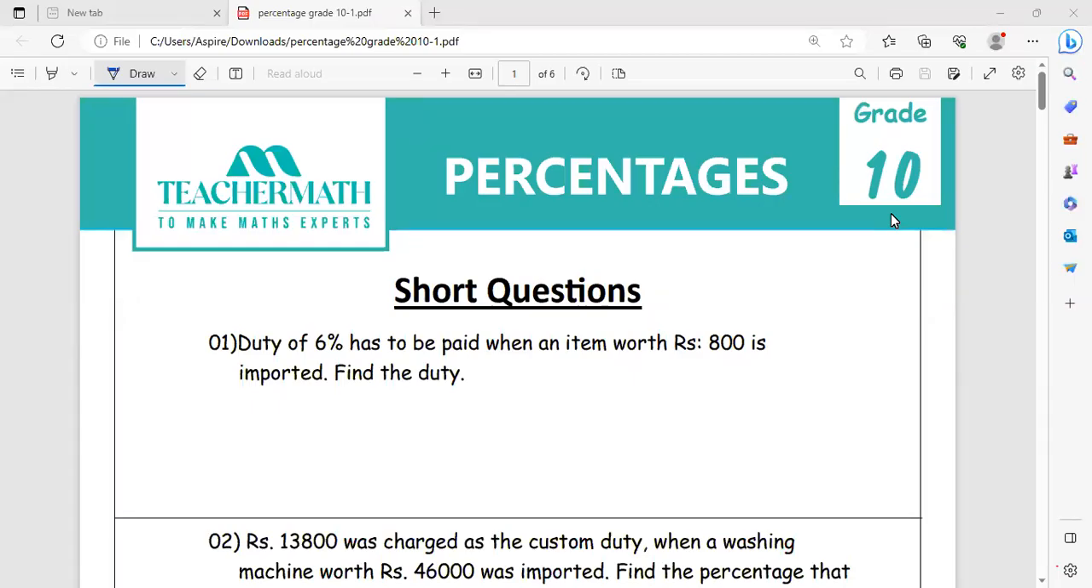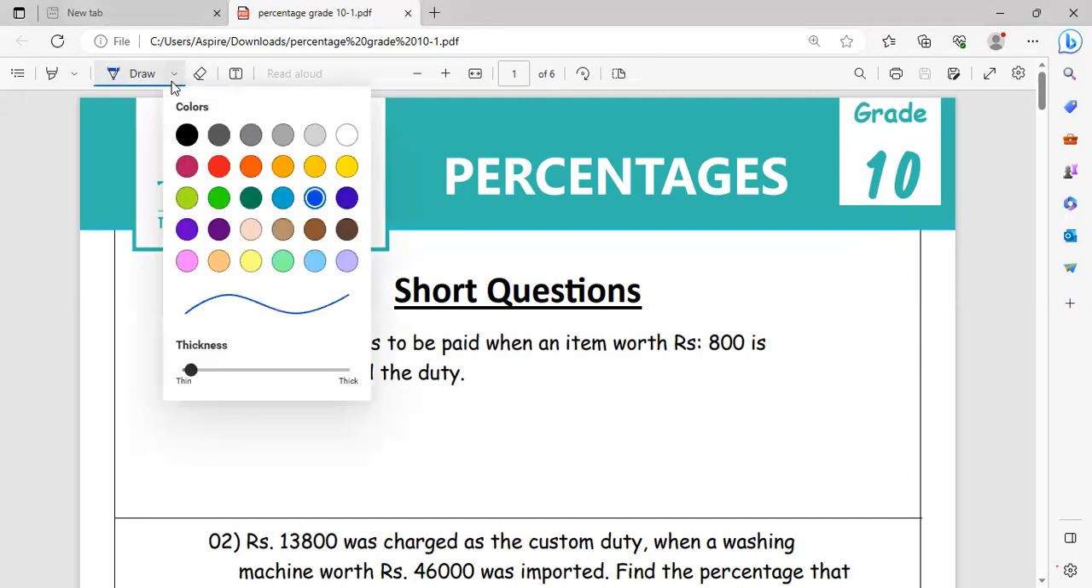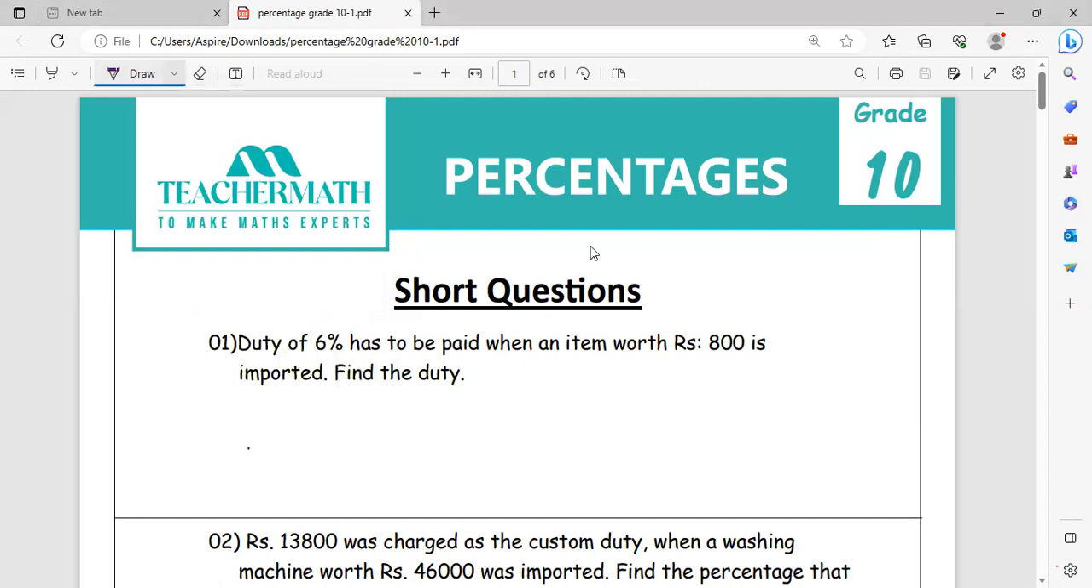The first question is based on custom duty. They have given that a duty of 6% has to be paid when an item worth 800 is imported. Find the duty. When an item is imported, a particular tax has to be paid. It is called the duty or the customs duty. Then 6% has to be paid when an item worth 800 rupees is imported.